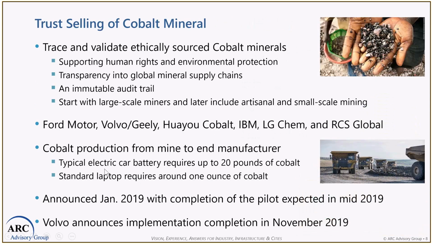The example of trust selling, because cobalt is now required in electric motors for electric vehicles, and the automotive companies want to be able to use ethically sourced cobalt, and when the source of the cobalt can be proven to be ethically sourced, they're willing to pay more for it. So for cobalt, there's a consortium to assure that, and it improves the revenue and the margin for the cobalt miners.